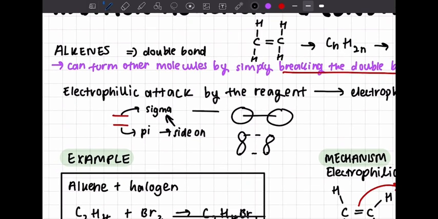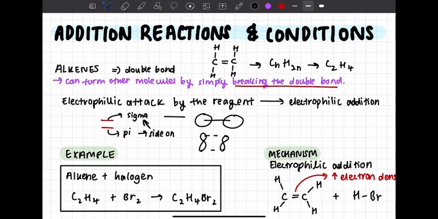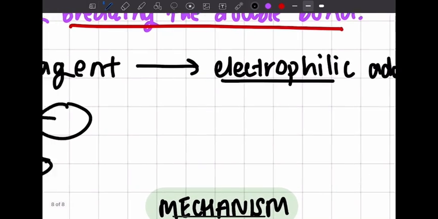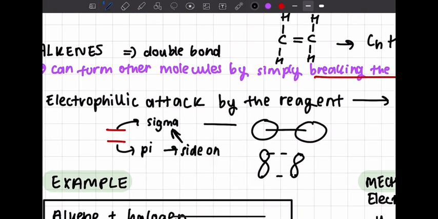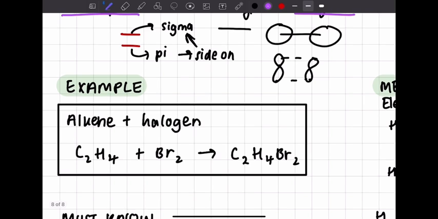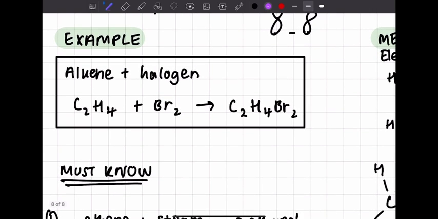So when these bonds break, the electrons in the pi orbitals are able to form another bond with another reagent. And generally, this is called electrophilic addition because of the free electrons which are made by the pi orbitals breaking. And this happens through the process of electrophilic attack by the reagent. Now, this all sounds very confusing, but I assure you it's quite simple and it's not too complicated. I'll show you an example later.